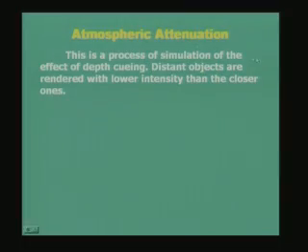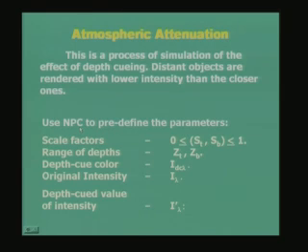Okay. There is another concept of atmospheric attenuation, which is similar to the effect of distance. It is a process of simulation of the effect of depth queuing, where distant objects are rendered with lower intensity than the closer ones. That is a term which is also used to model the same, using normalized projection coordinates. If you remember the 3D graphics pipeline, we used to predefine these parameters.